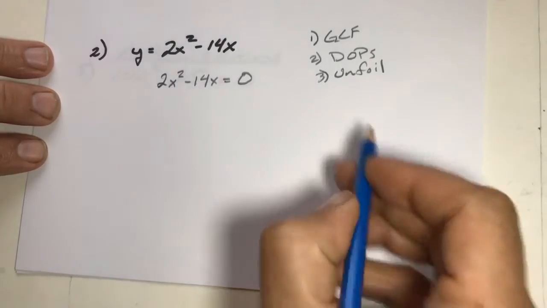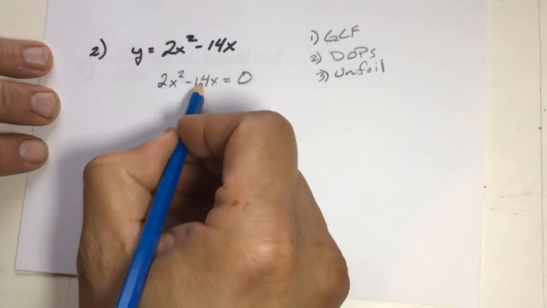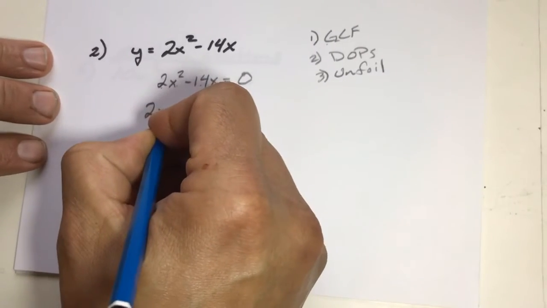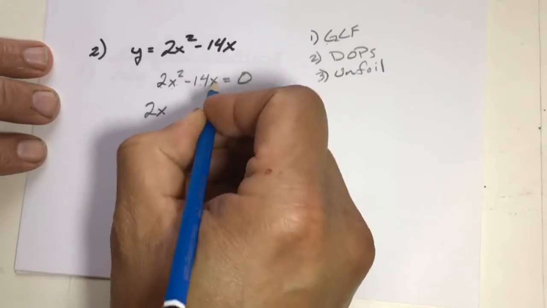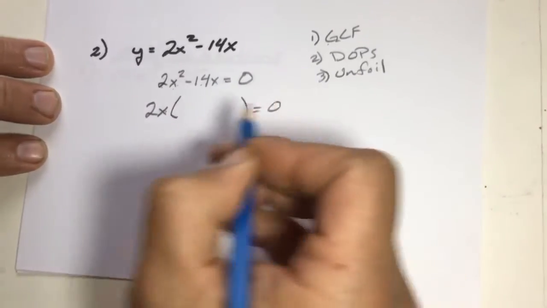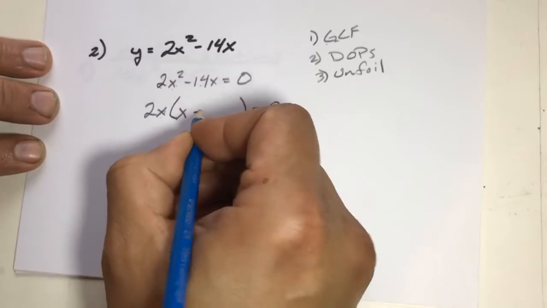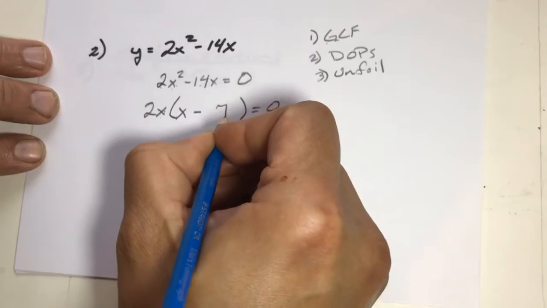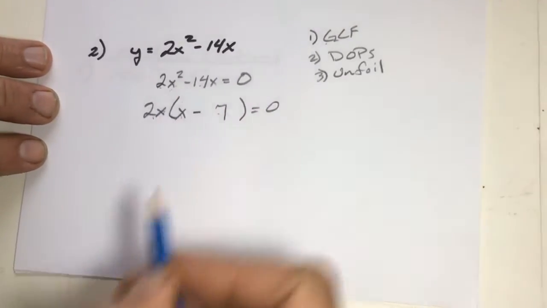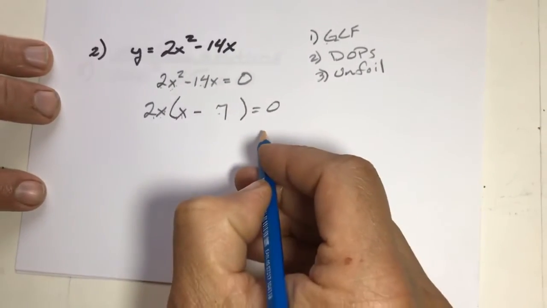Well, this one, if I start at the beginning and look for GCF, you notice they're both divisible by 2 and they both have x. So GCF, I'm going to take a 2 and the lowest power of x is x. And if I take a 2x out of this, I'll be left with an x minus, and I'll be left with a 7. You can always check yourself by redistributing it and make sure it goes back to being what you had before. Now the same rule, zero product property, is in play.